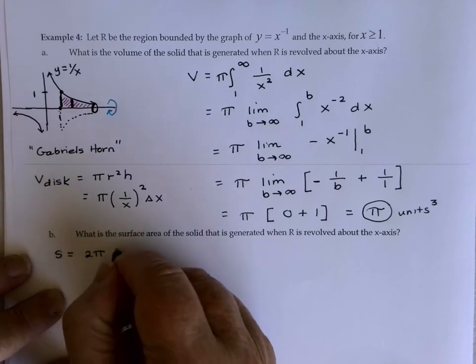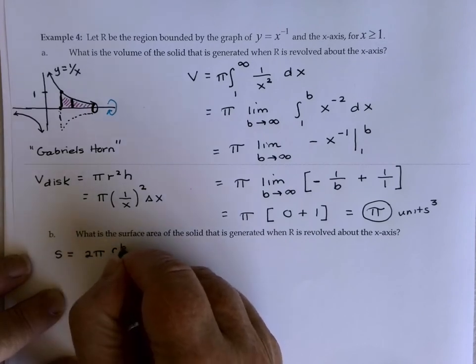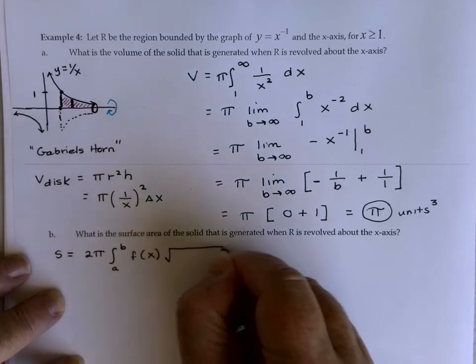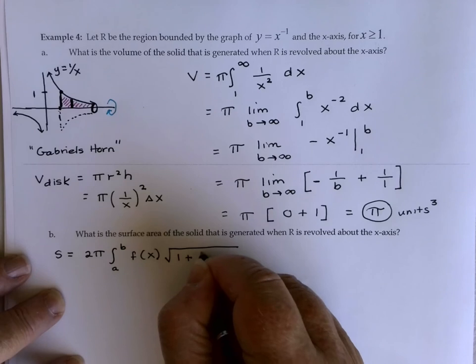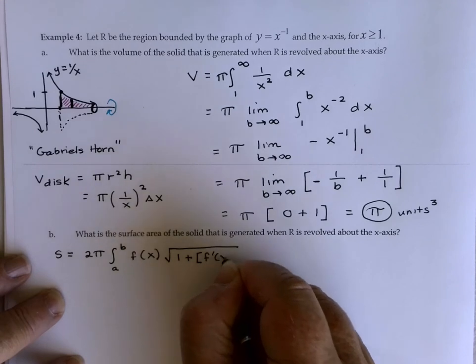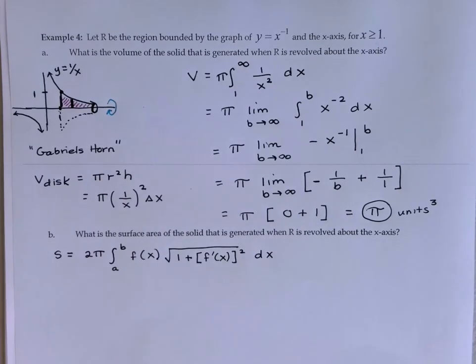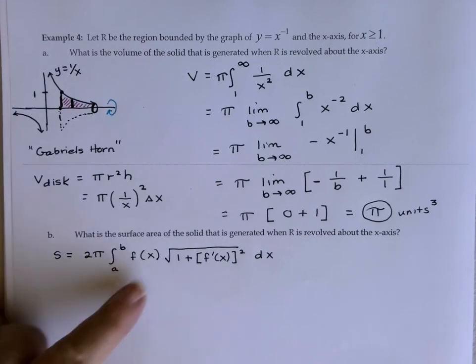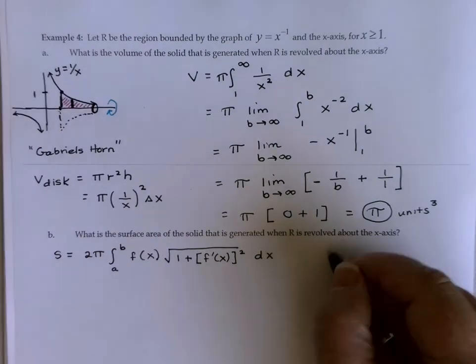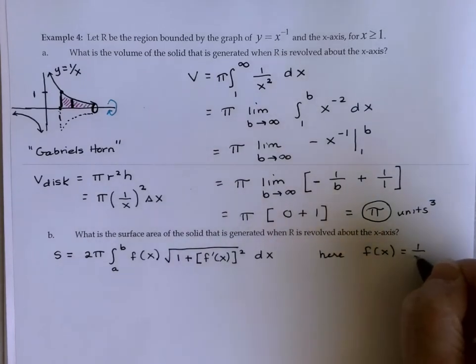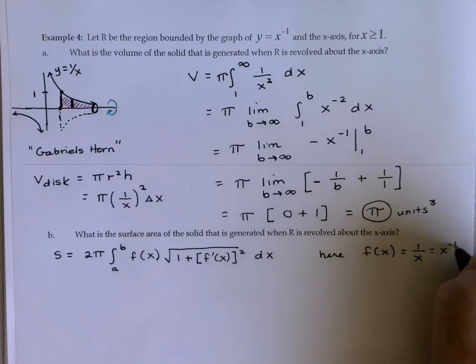It was 2 pi, integral from a to b, of f of x, square root of 1 plus f prime of x squared dx. All right, in this case, just a reminder, our function f of x was 1 over x, or x to the negative first.